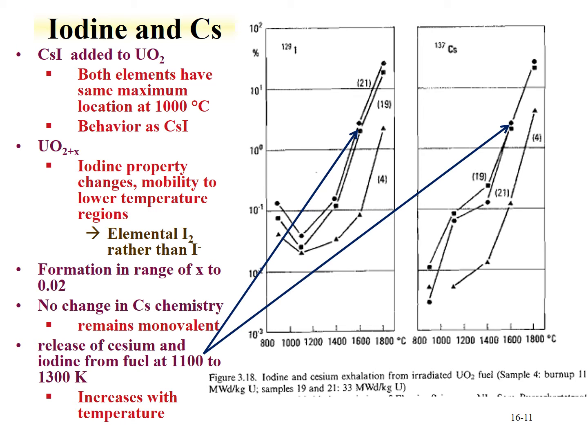What also was examined is that the release of cesium and iodine from fuel increases with temperature. So if we look over here at temperature and the relative amount of iodine and cesium released from fuel, we get a behavior that seems to go down and then spikes as temperature goes above 1,000 degrees. And this decrease is not observed for the cesium, but the continuing increase above 1,000 degrees is shown for both of these elements.